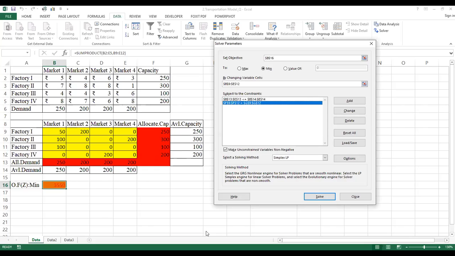Better you put equal symbol for demand. After putting the equal symbol only it is coming, sir. Before that it is not coming. Okay, maybe let's put equal. Yes, sir.